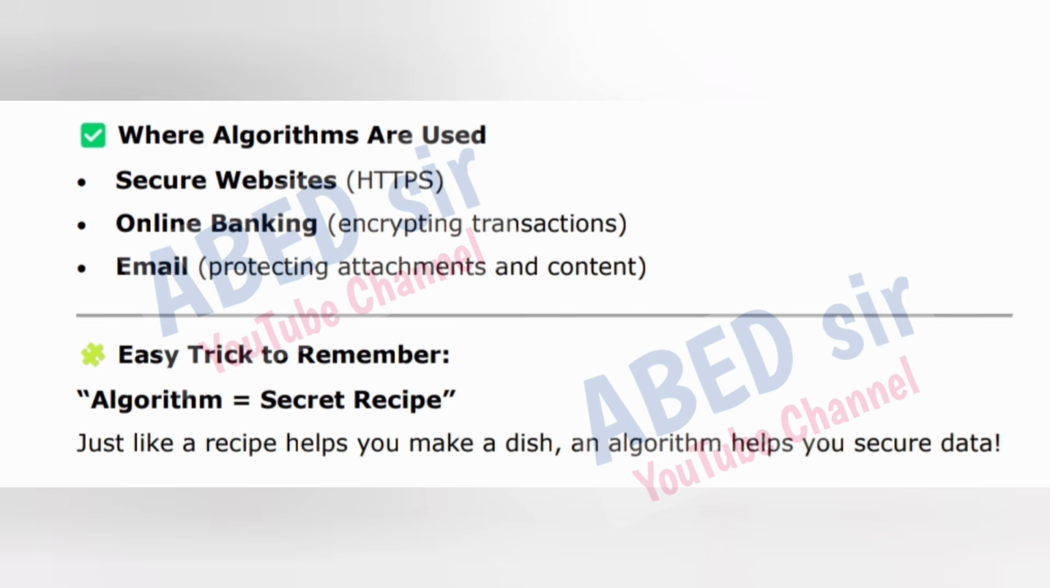Where algorithms are used: secure websites, HTTPS; online banking, encrypting transactions; email, protecting attachments and content. Easy trick to remember: algorithm equals secret recipe. Just like a recipe helps you make a dish, an algorithm helps you secure data.